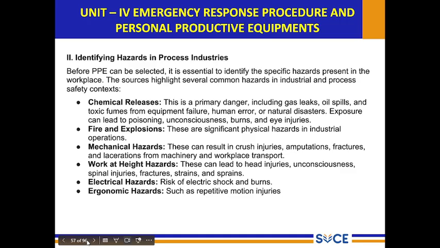Then comes mechanical hazard, which mostly involves machineries. Machineries cause crush injuries, amputation, fracture, laceration. These are some kinds of injuries we get from moving machineries. And workplace transport. Then comes work at height. We will not be able to work only at ground level. We may have to climb higher than the ground level, so the emergency risk is very high there. That we discuss. Then come electrical hazard and ergonomic hazard. These are the last two topics.